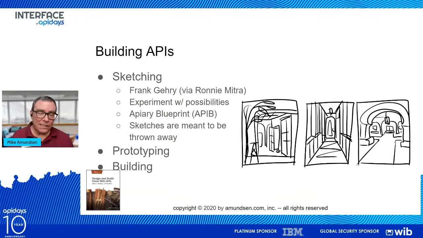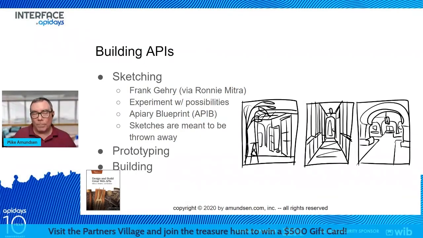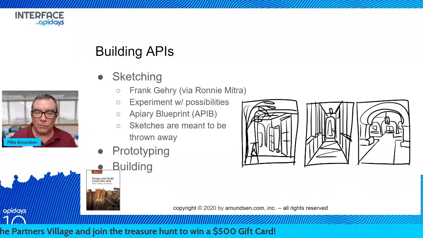What's a sketch? Sketching was first introduced to me by Ronnie Mitra of API Academy, and he talked about how the physical architect, Frank Gehry, draws pictures about the buildings he's going to create. Here are some entrances to buildings. One is a very breezy one. One is a severe, narrow entryway. Another one is a palatial, almost castle entryway.